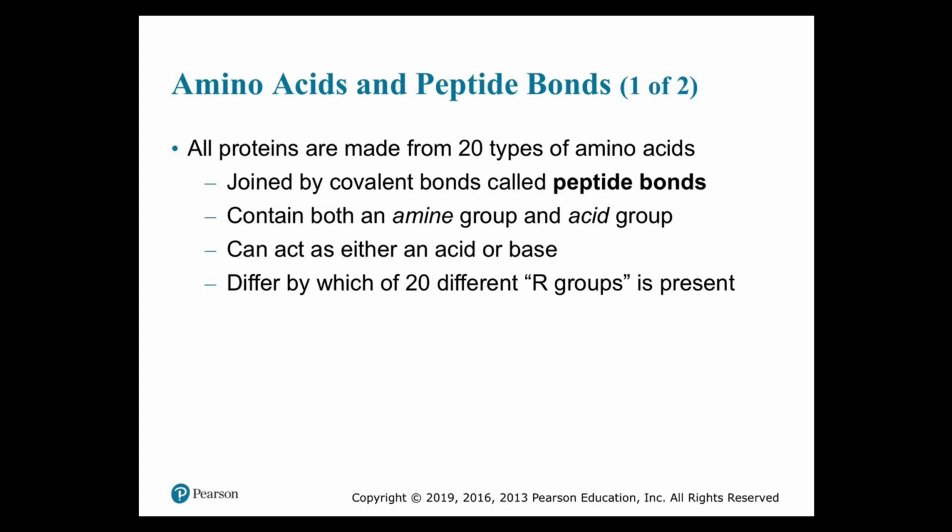All the amino acids are made up of an amine group and an acid group, and in fact, they can act as either an acid or a base. The 20 amino acids differ in their R groups.